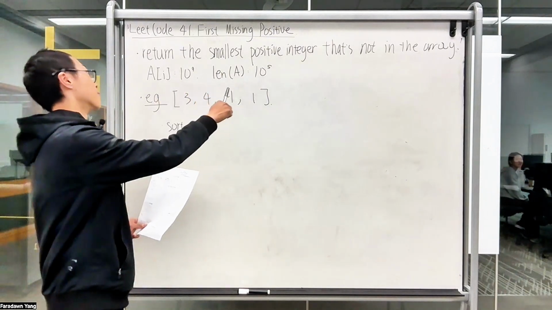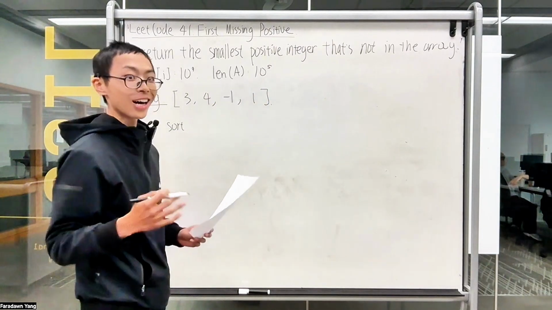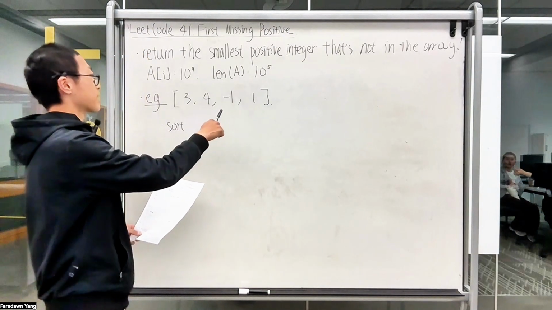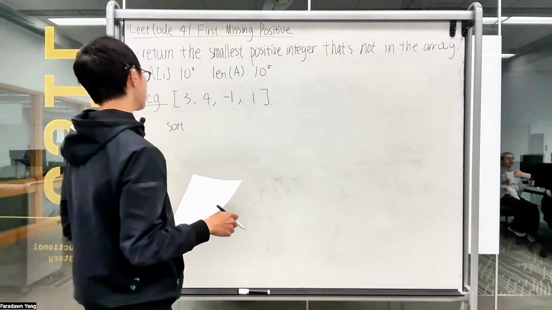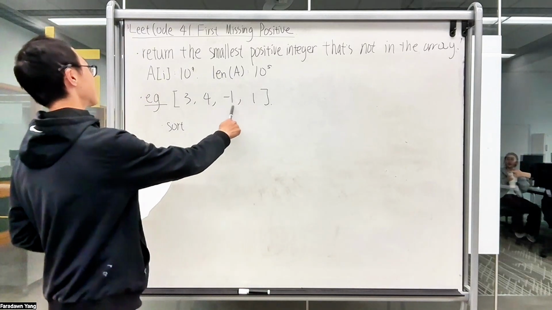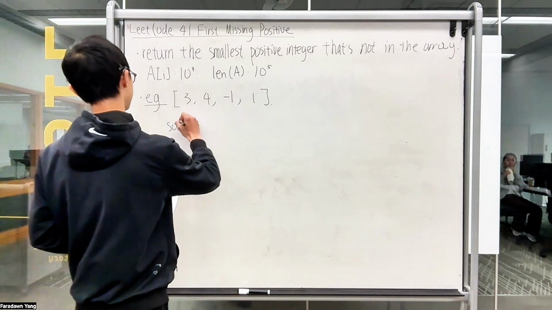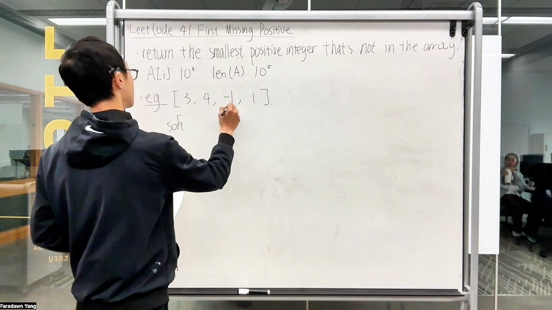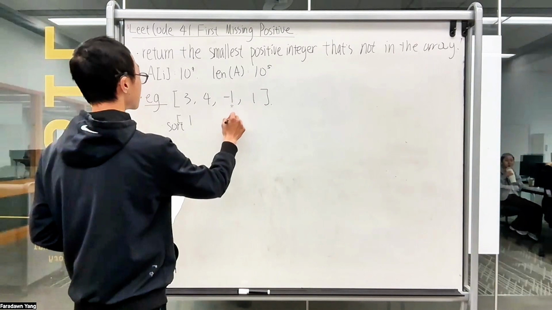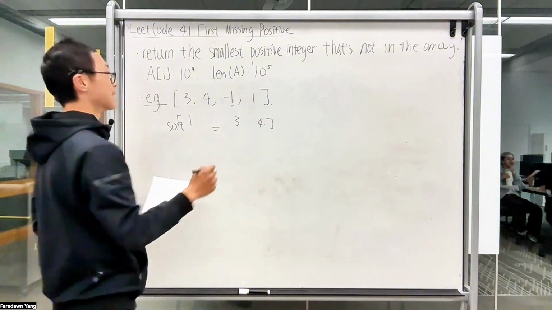Given an array of integers, return the smallest positive integer that's not in the array. For example, 3, 4, -1, and 1. What is the first missing positive number? Yeah, that's right, it is 2. Because if we sort this array, we will see -1 is not positive, so we don't care. Then 1, 3, and 4. Therefore, 2 is missing.